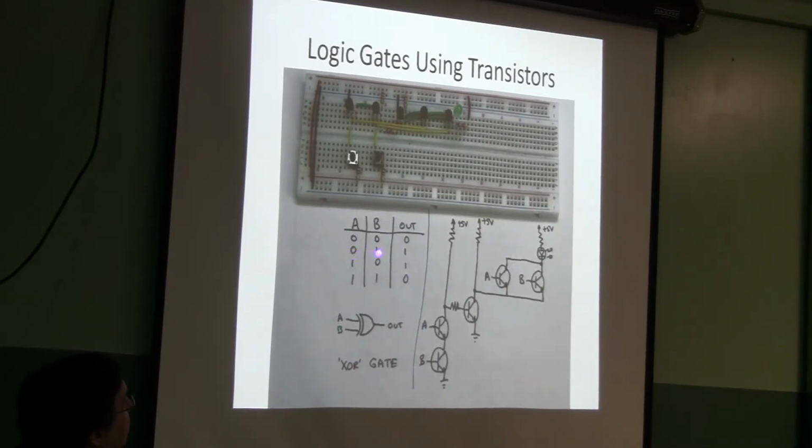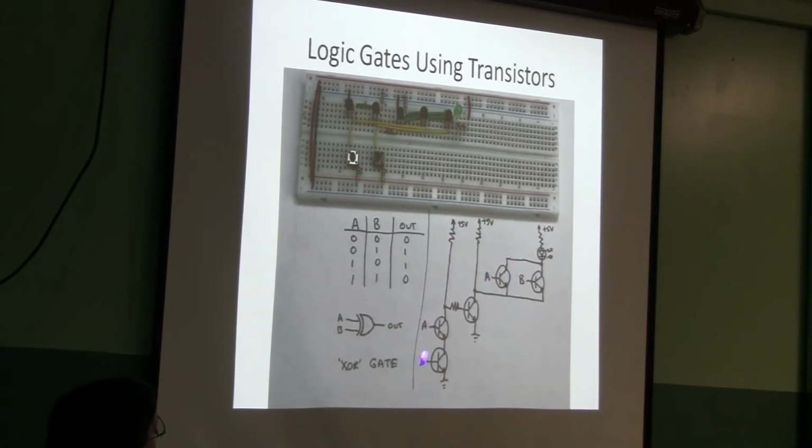So if only B is on, output's on. If only A is on, the output's on. But if both are on or both are off, the output's off. And so this is a fairly complicated circuit to accomplish that. We have to use 5 transistors.